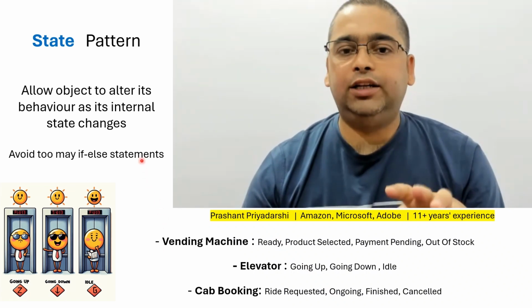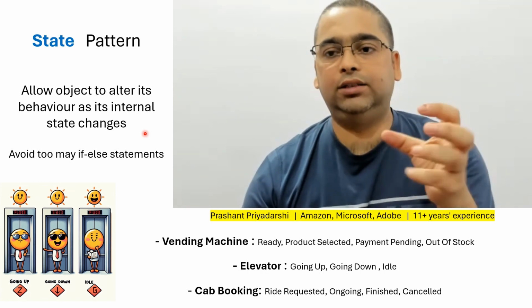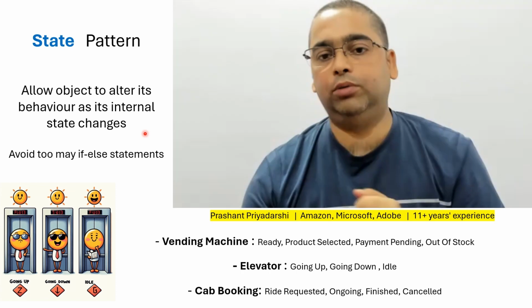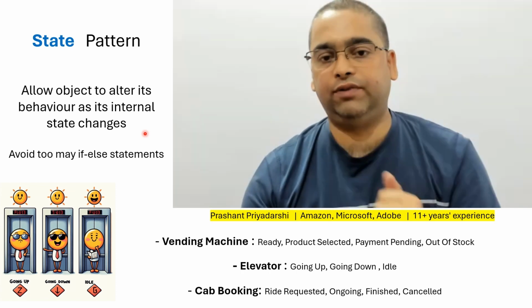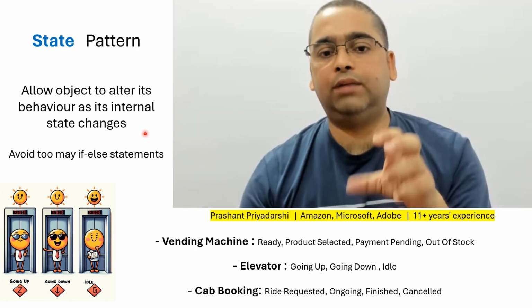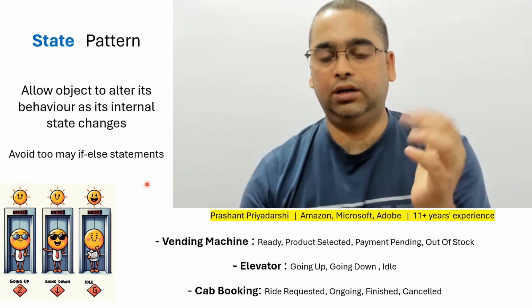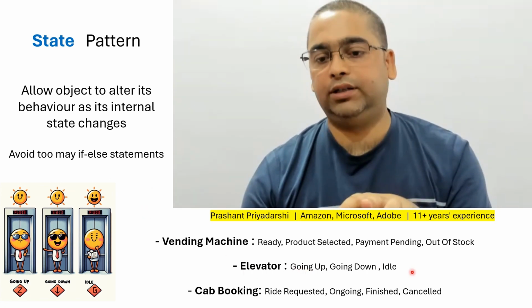We use the state design pattern in those scenarios where the behavior of the object, that is the execution of its method, changes as the internal state of the object changes. Internal state is simply the value of instance variables. Using the state design pattern, we can avoid many if-else statements and make our code less complicated and easier to maintain.